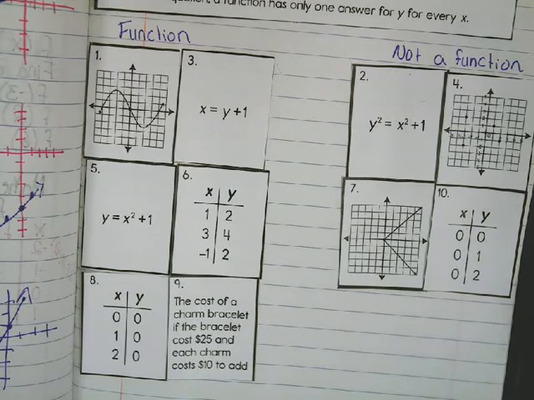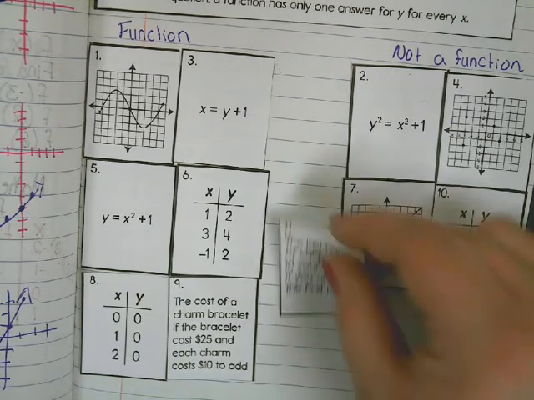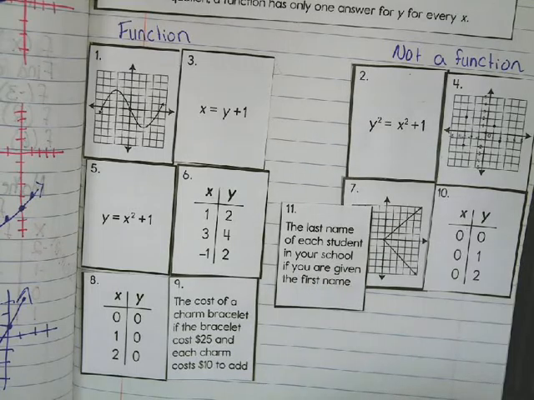Okay, number 11, the last name of each student in your school if you are given the first name. So would it be possible to have 2 Tom Smiths in the same school? Yeah, so it could repeat, right? So not a function.